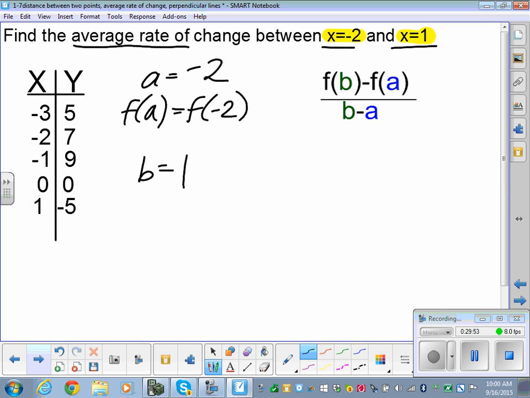So find your function at -2. What's our function at -2? 7. So f of A is equal to 7. Please ask if you didn't understand what I just said. Okay, let's do f of b.